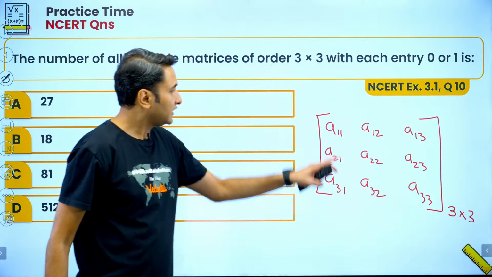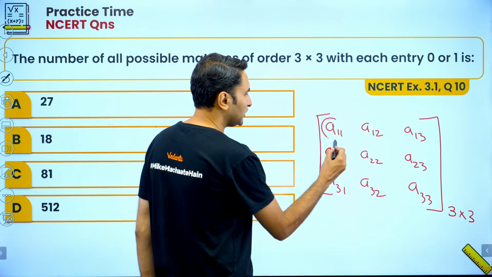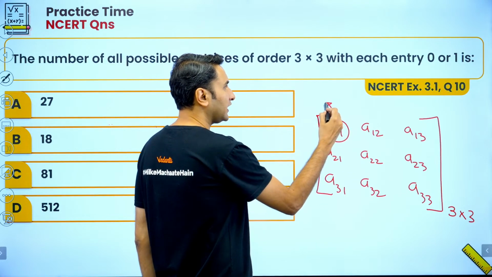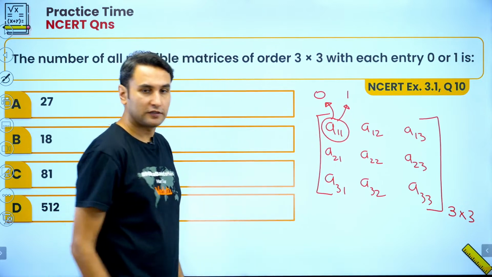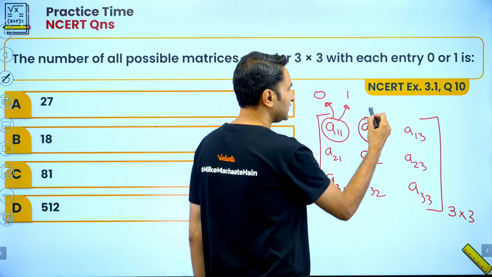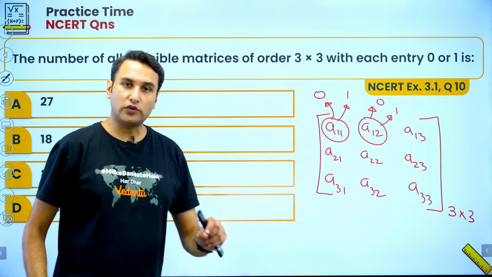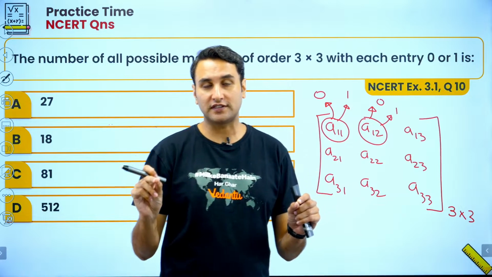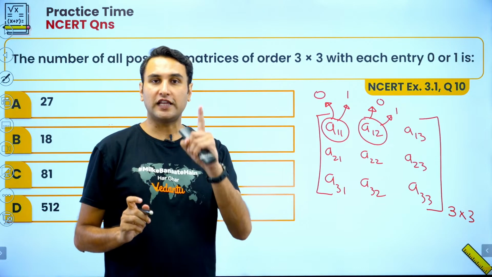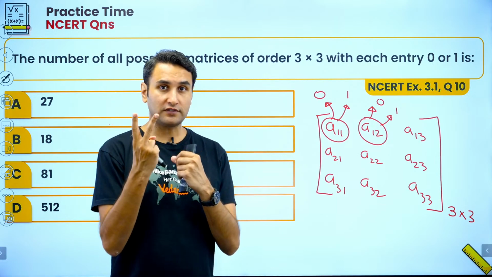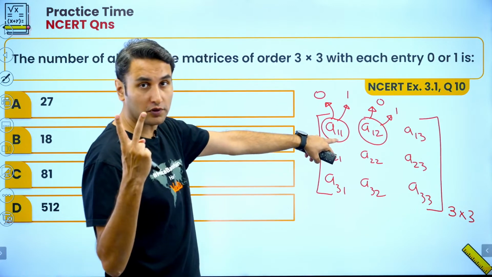It says each entry can be 0 or 1. So what is the possibility that it has? It can either be 0 or it can be 1. Similarly, this can either be 0 or it can be 1. So can you tell me how many options every element has? 2 options, 2 possibilities. So each element has 2 possibilities.